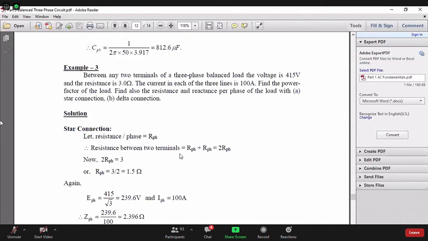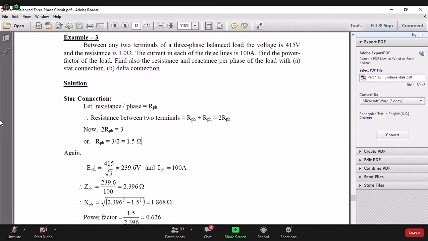Between any two terminals, it is 2 R phase. So it is stated that it is 3 ohm. So it is very clear that resistance per phase is 1.5. Then line voltage is 415 volt. So phase voltage is line voltage by root 3. The line current is stated to be 100 ampere. So phase current is 100 ampere.